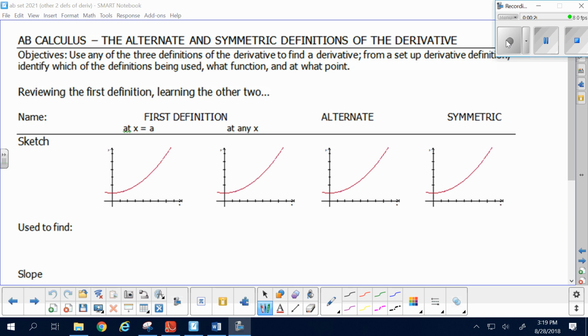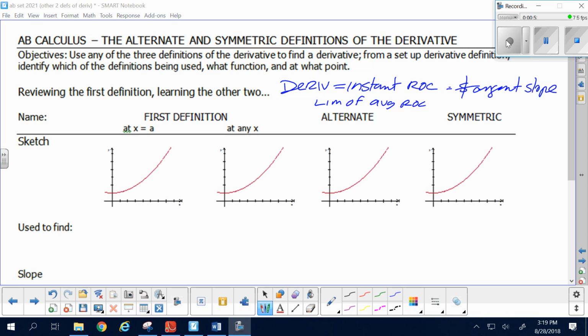Okay, so remember the whole idea originally that we talked about is that the derivative finds instantaneous rate of change or tangent slope. Now we find that derivative by taking the limit of the average rate of change, or the limit of the secant slope, which is the slope between 2 points.